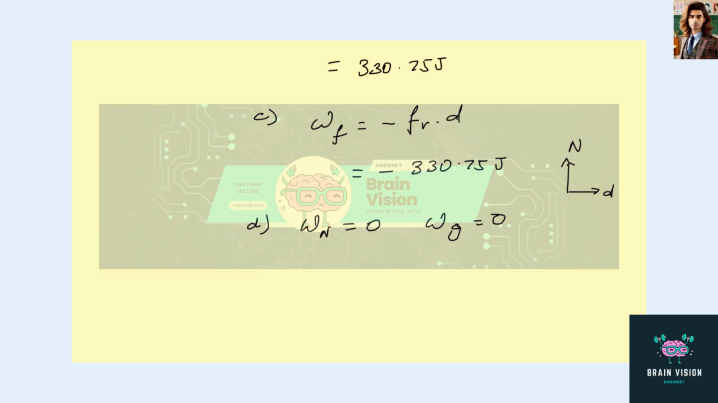And the total work done on the crate, E. Total work done will be equal to net force times the displacement. Now the net force is equal to 0, because the force that is applied is balanced by the frictional force. So the net force is 0, and the work done will be 0 in this case.